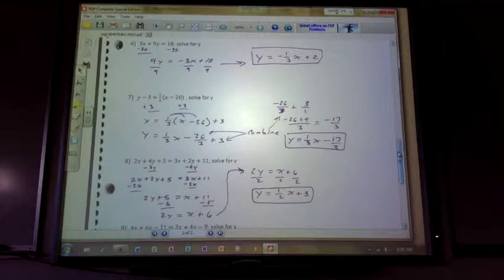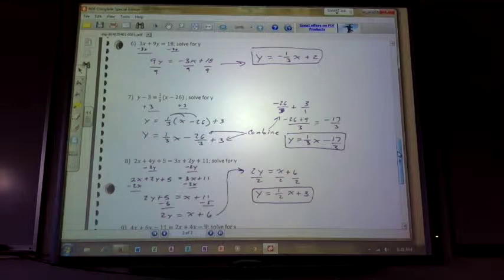Number 6, subtract 3x from both sides. Obviously, 18 and 3x cannot be combined. So you just have to write what you have. Divide everything by 9 and reduce. So 9y over 9 is 1y, which is y. Negative 3 over 9 is negative 1/3. And then 18 over 9 comes out to 2. Problem number 7, if you add 3 to both sides, you technically have indeed solved for y.